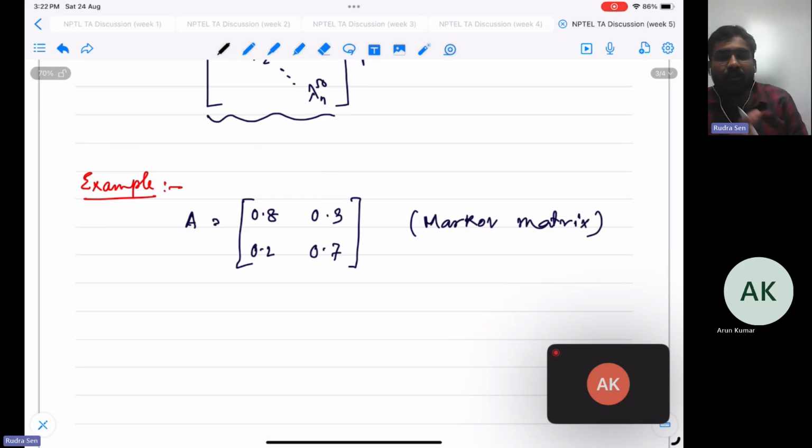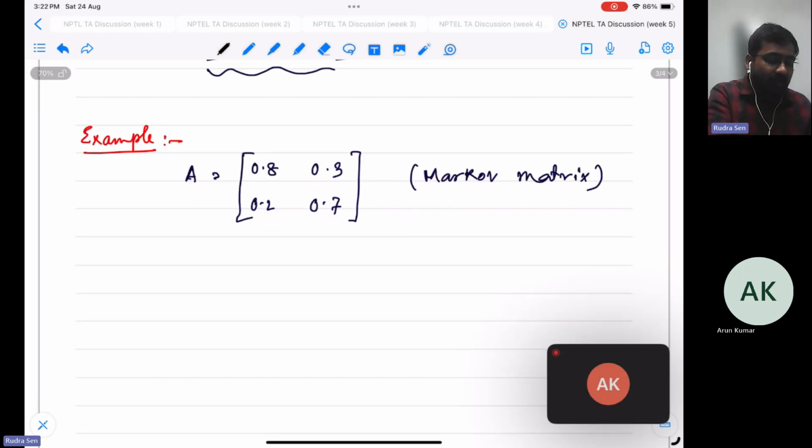So which type of matrix do we call a Markov matrix? You have to see that if we add the elements of a column and we get 1, 0.8 plus 0.2 gives 1, 0.3 plus 0.7 gives 1, then this matrix is called a Markov matrix. So this is basically a small piece of information, nothing to do with diagonalization.